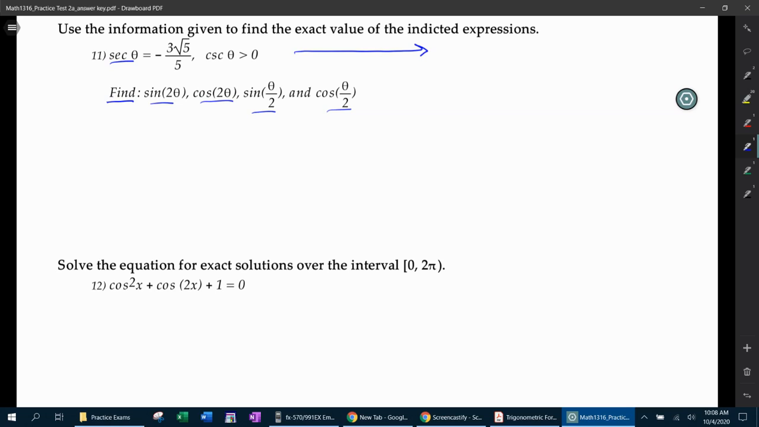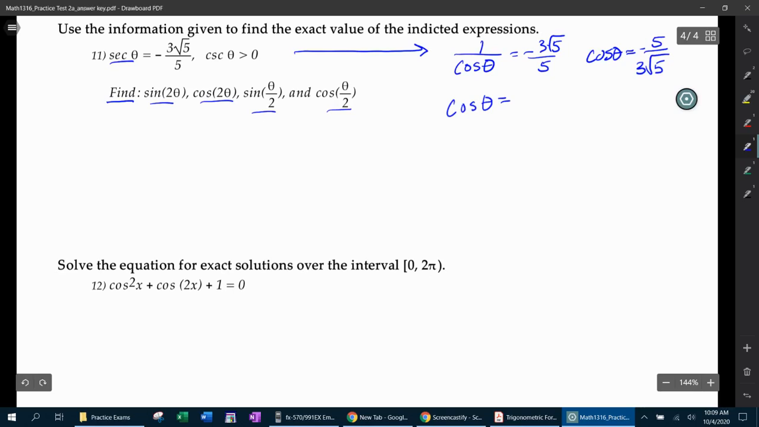The reciprocal of secant is cosine. So if I replace secant with 1 over cosine, it's negative 3 square root of 5 over 5. And then if I flip both sides, that's going to give me cosine is negative 5 over 3 square root of 5. If I rationalize that, that's going to give me negative 5 square root of 5 over 3 times 5. Those 5's will cancel. Negative square root of 5 over 3. All right, so there's cosine of theta.